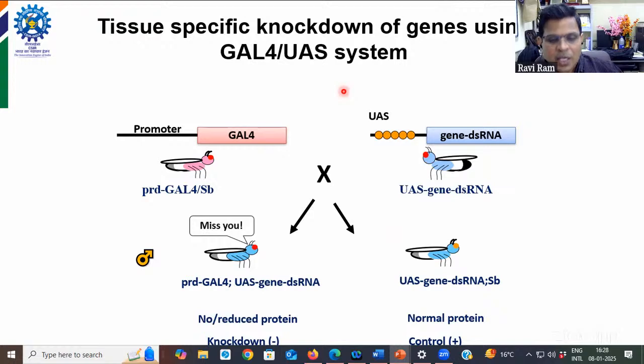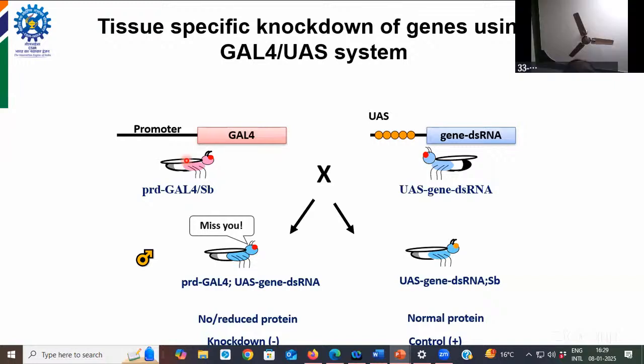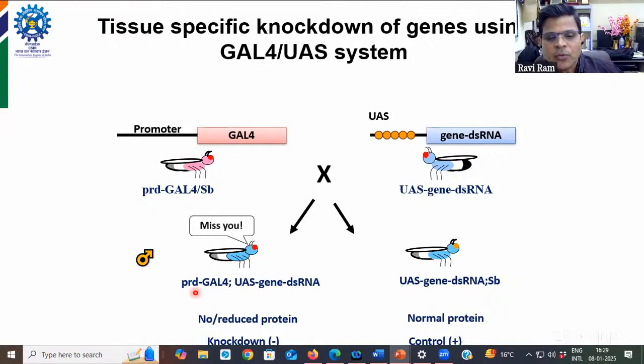Okay. And when you cross this female and male, you have these two different kinds of males. Because we are looking at male fertility, we look at only the males. We are not concerned about the females here because the driver that we are going to use is a little complicated, in terms of male specific expression, in the sense it's going to knock down that gene only in the male reproductive system, not in the female reproductive system.